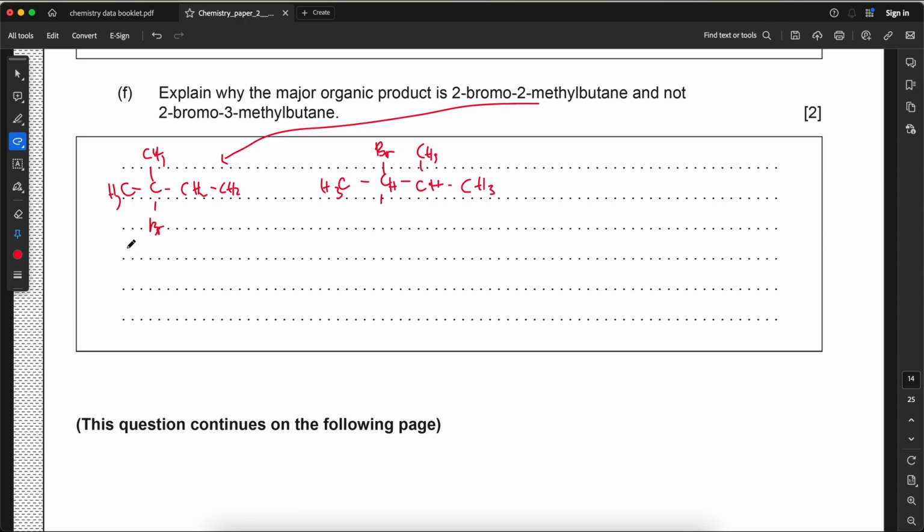so it's a tertiary carbocation. It will form a tertiary carbocation because it is attached to 3 alkyl groups. But for this one, only attached to 2 alkyl groups. So this one is a secondary carbocation. Okay, tertiary carbocation is more stable than secondary carbocation. Okay.